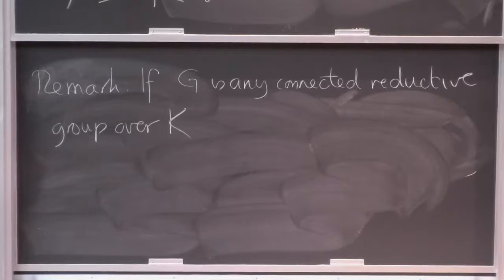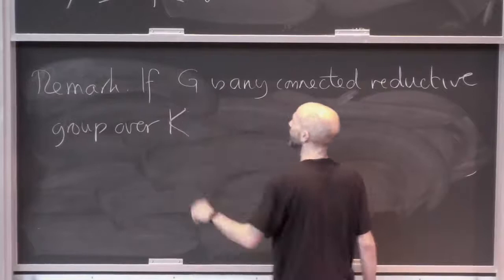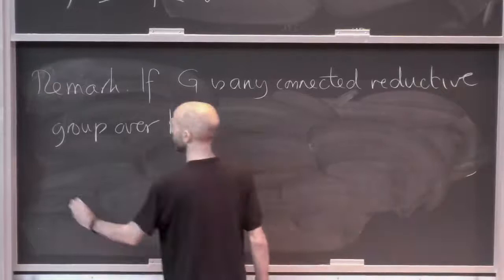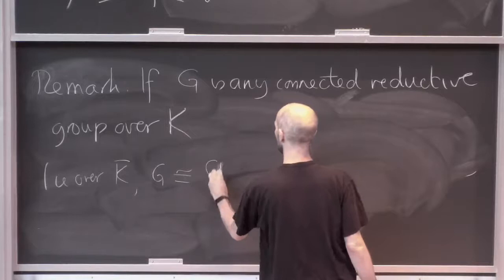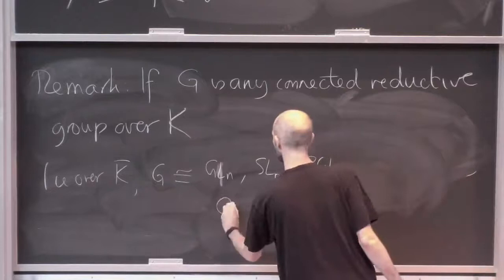Well, it means something. It's geometric, something you can check over K bar. That means over K bar, G is isomorphic to a group like GLN, or SLN or whatever, PGLN, or some orthogonal groups, or some symplectic group.